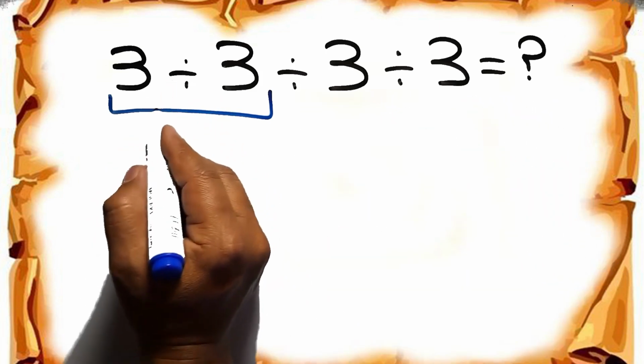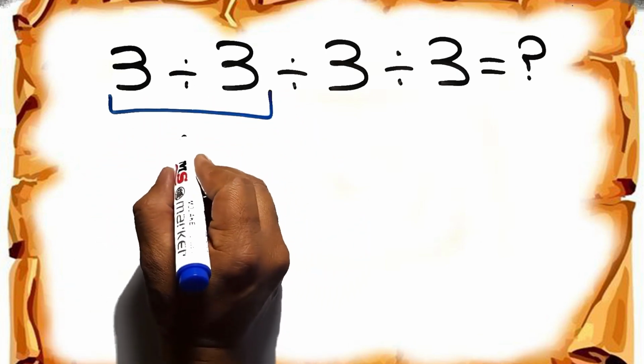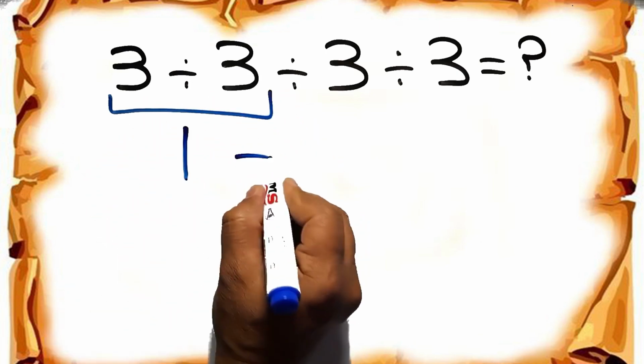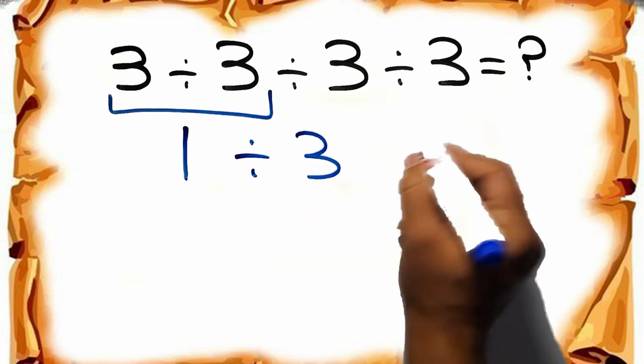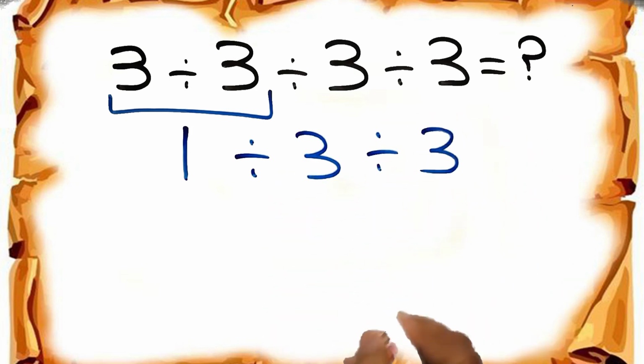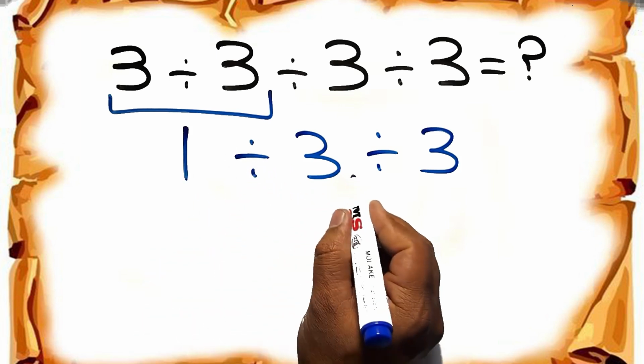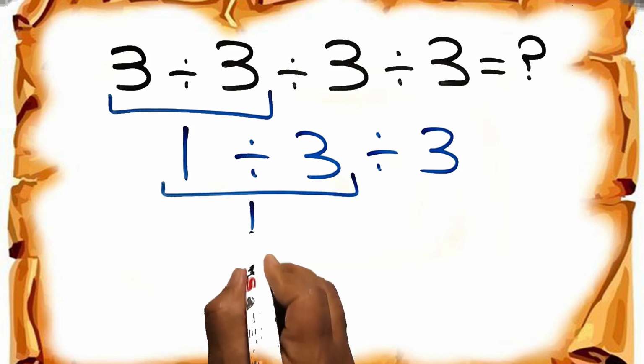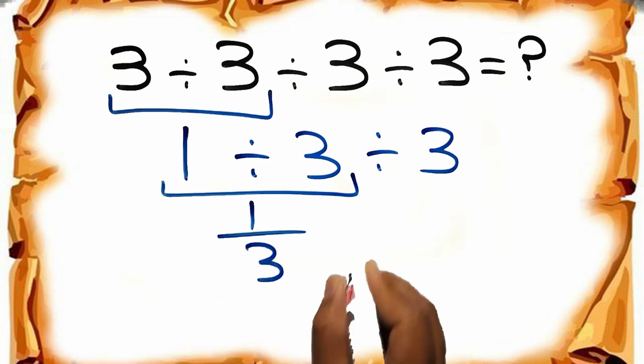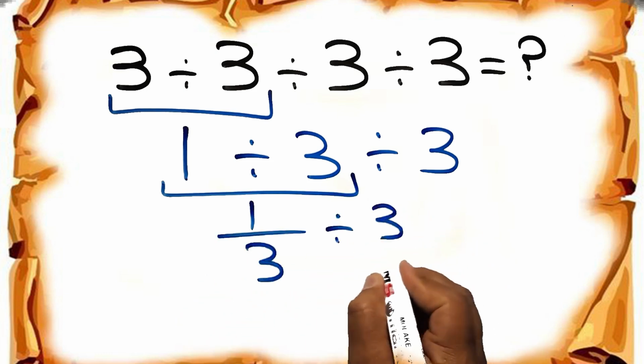So, first this division, 3 divided by 3 is just 1. So, 1 divided by 3, and again divided by 3. Now, we have to do this division. 1 divided by 3 can be written as 1 over 3, then divided by 3.